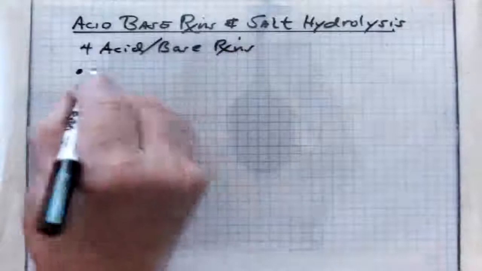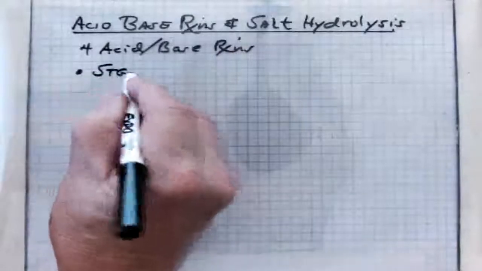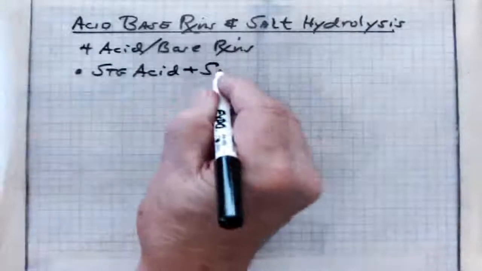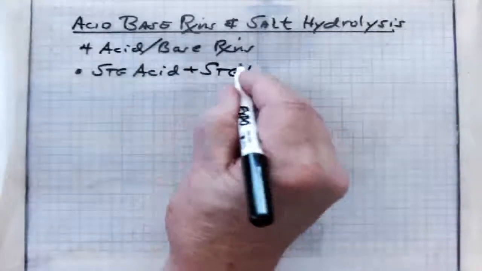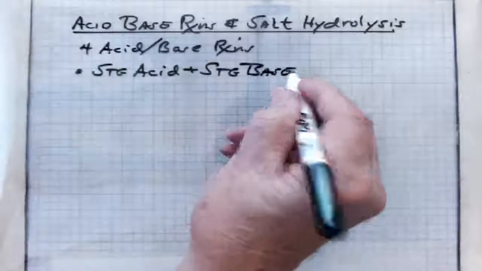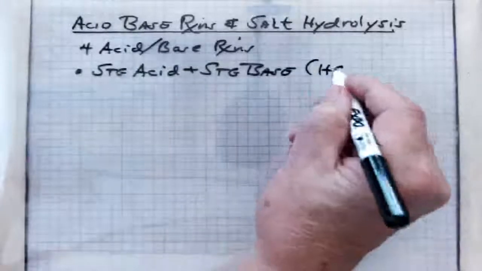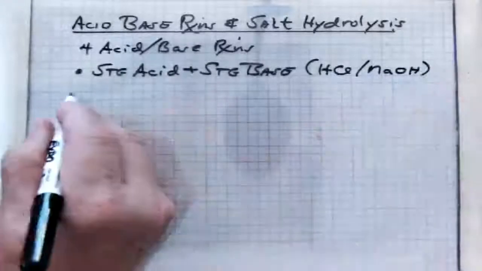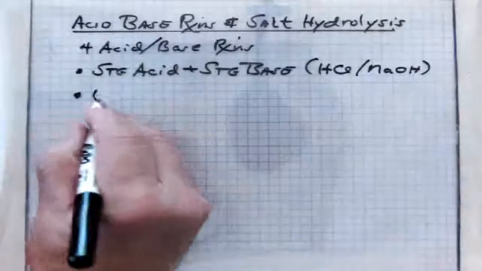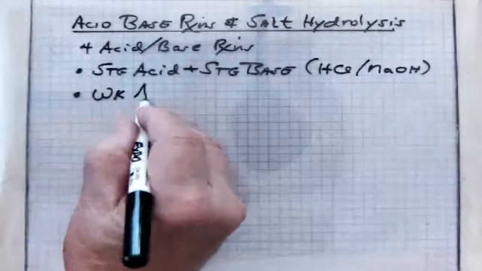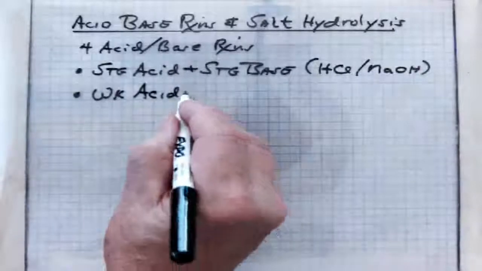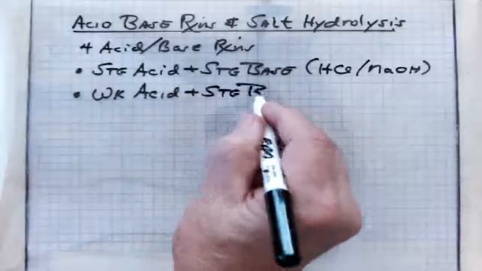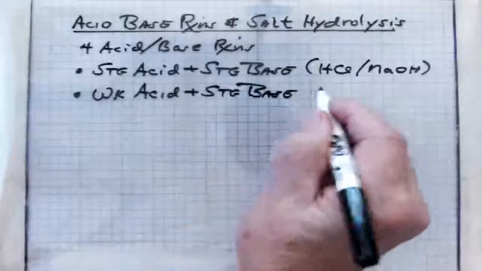Strong acid plus strong base, HCl and NaOH as an example. Weak acid plus strong base, acetic acid and sodium hydroxide.